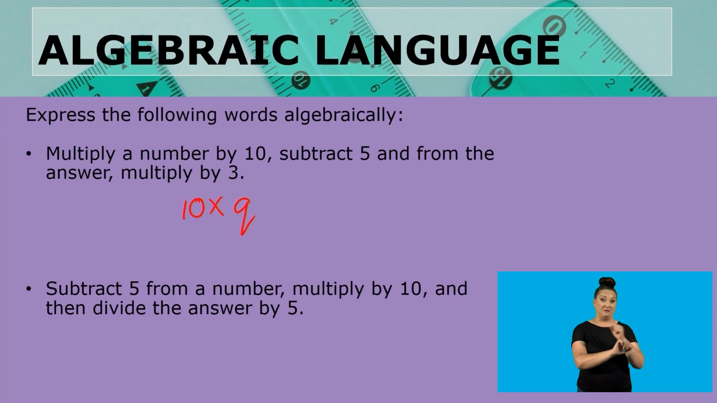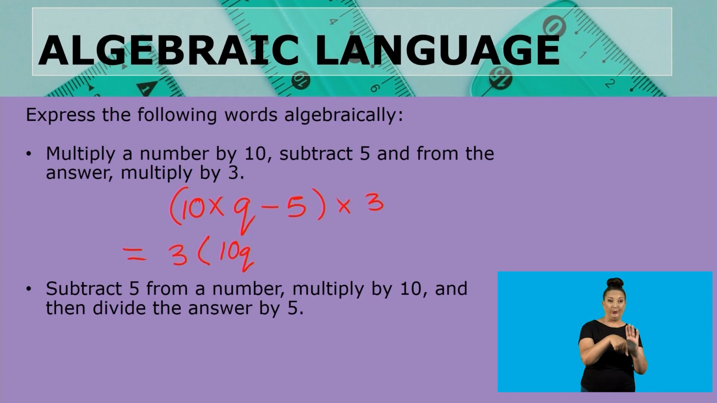So 10 multiplied by any number, and then any letter, and then we are going to subtract 5. And from that answer, meaning this has to happen first, and whatever answer we get there, we are going to multiply by 3. So if I write this properly, that is going to be 3 multiplied by (10Q minus 5). And that's how we have represented those words algebraically.